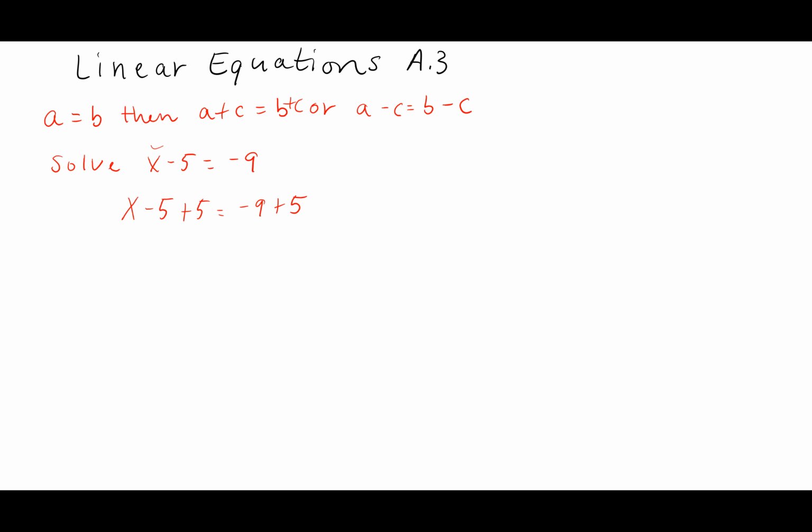So x minus 5 plus 5, that's going to go away. And then minus 9 plus 5. So x equals minus 4. Okay? The main thing you need to know is whatever you do to one side, you do to the other. Whatever you're trying to get rid of, you do the opposite sign. So whether it's minus or a plus. All right, let's look at another one.